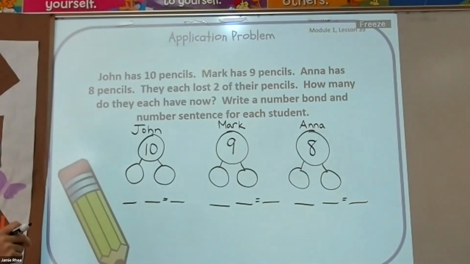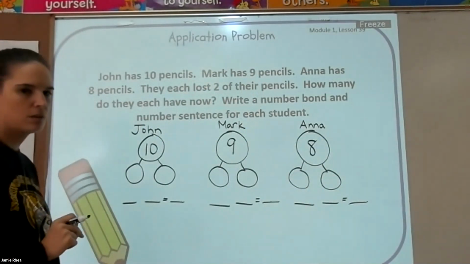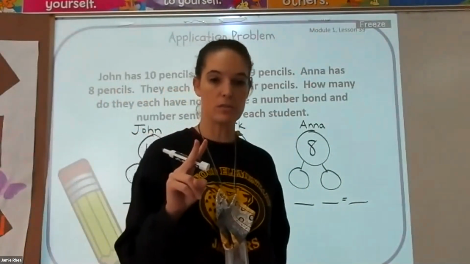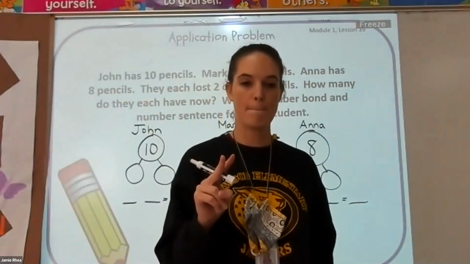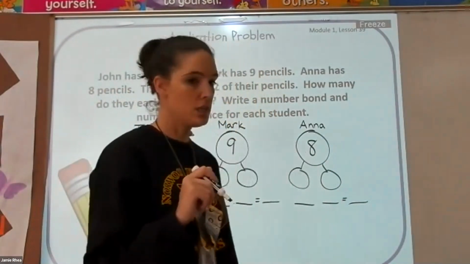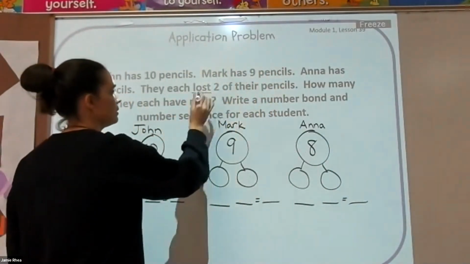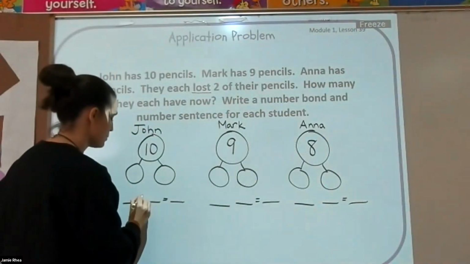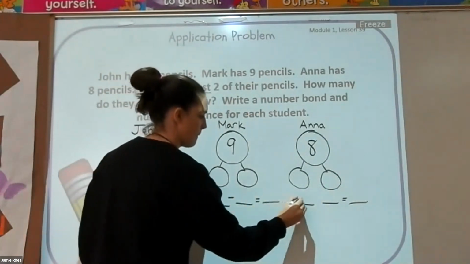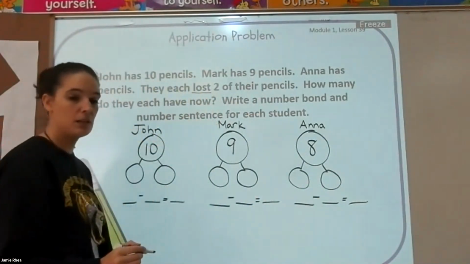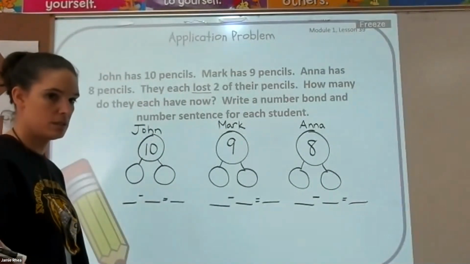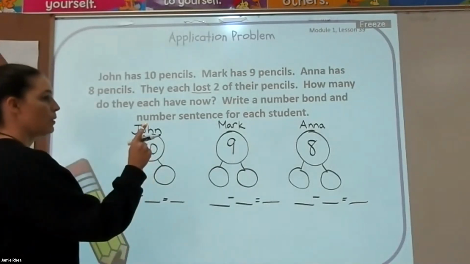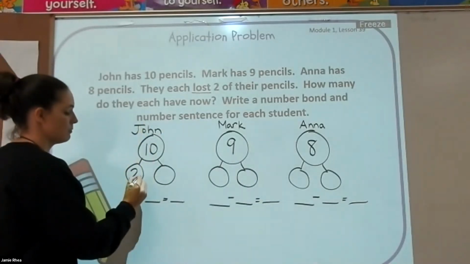They each lost 2 of their pencils. Now, there are 2 clues in there. 2 of their pencils are gone. We know that 2 is a clue. But did you know that the word lost is a clue? Lost tells me that I have to subtract. So I'm going to go ahead and put my subtraction sign right here. Okay? Because I know that if I lose something, it's gone. It's taken away. It's disappeared. We're taking it. Subtraction means take. Okay, so we know 2 of their pencils are missing. That's a part.